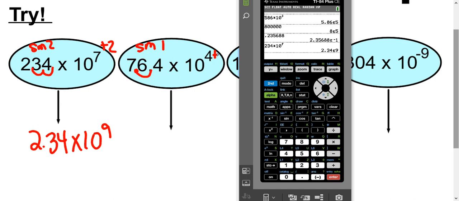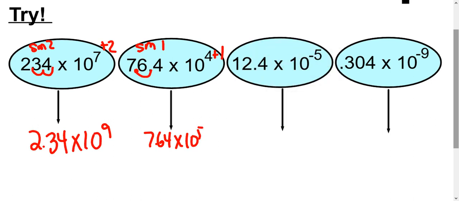You have to make this larger by 1. 7.64 times 10 to the fifth. And you can type that right into the calculator and it will give you your answer. So we haven't really shown you one with a negative exponent. The negative exponents are the ones that are a little bit difficult.